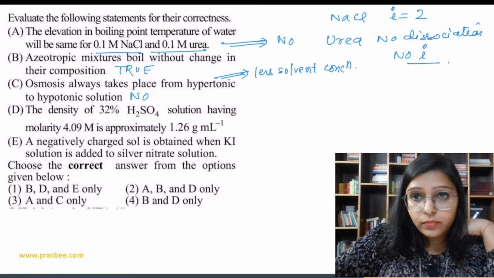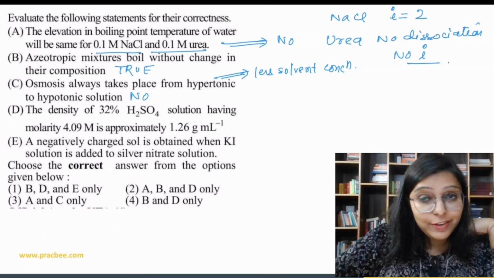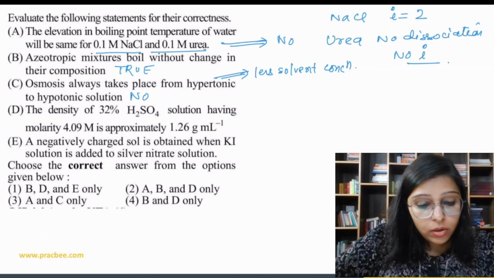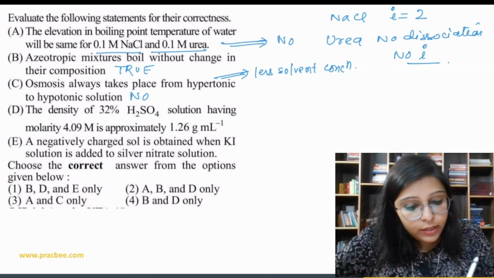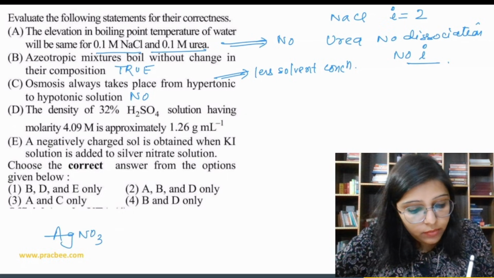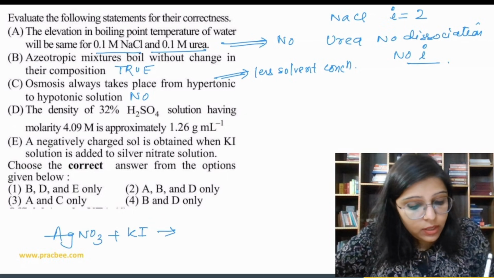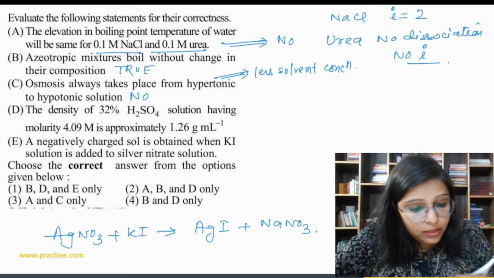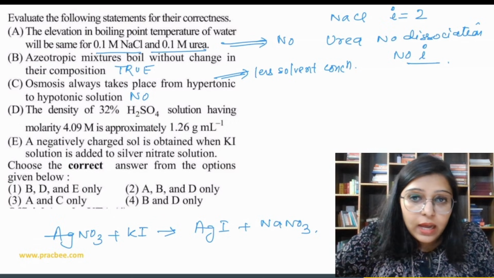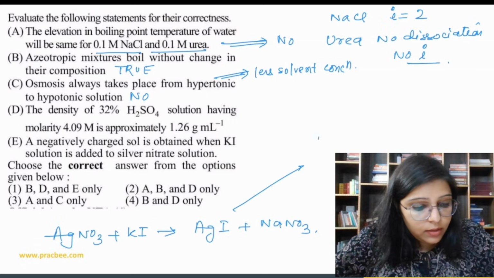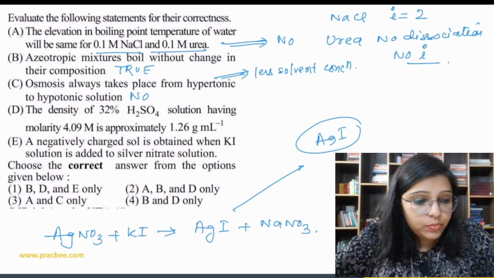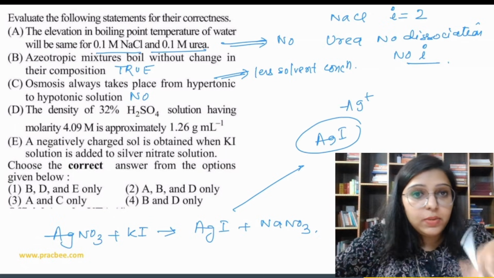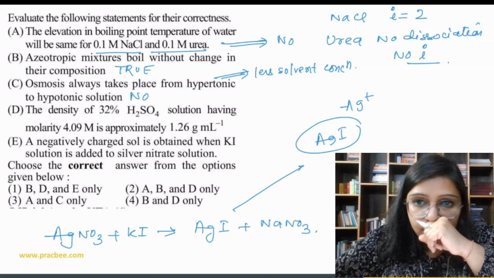Next, let's see D, E first. Then later on we are going to do D, right? We will see D. So E: a negatively charged sol is obtained when KI solution is added to silver nitrate. So see, when I add AgNO3, we get AgI plus NaNO3, right? Okay, and now what happened here? AgI adsorbed with Ag plus, right? Ag plus is adsorbed on AgI, right?